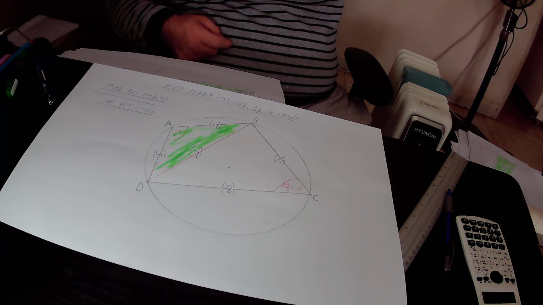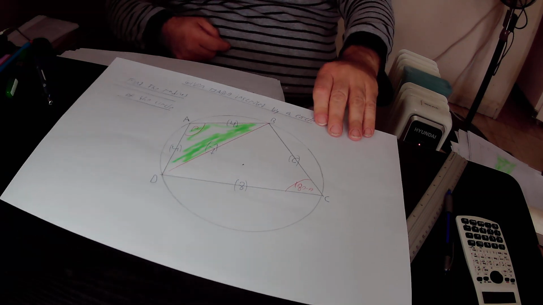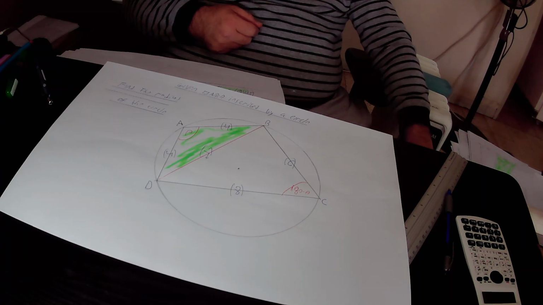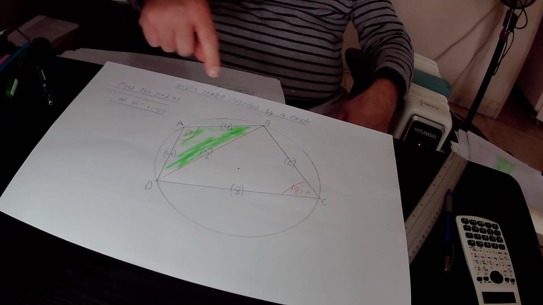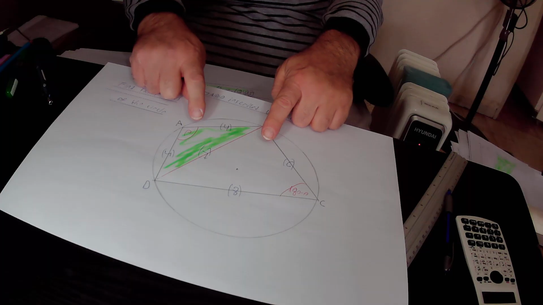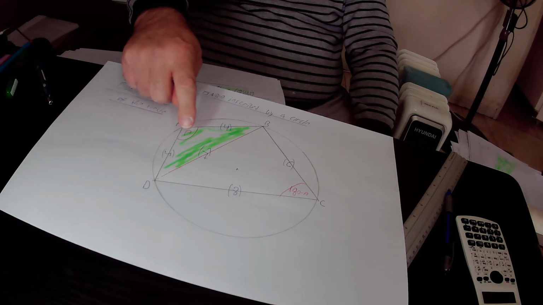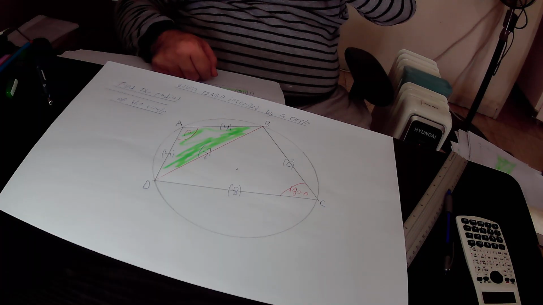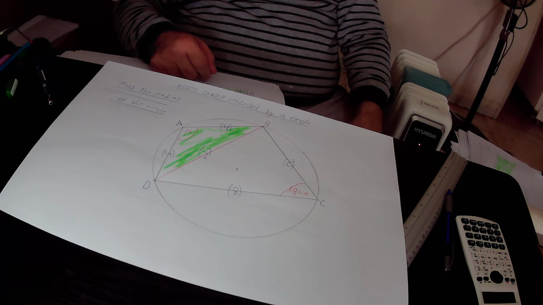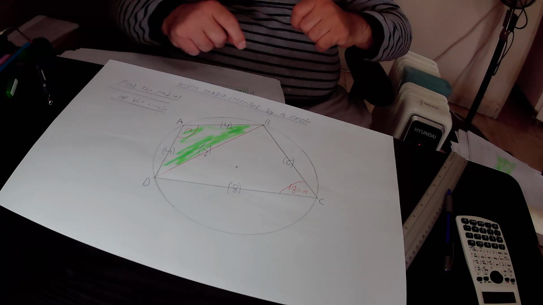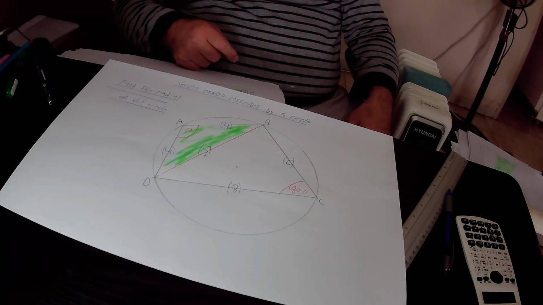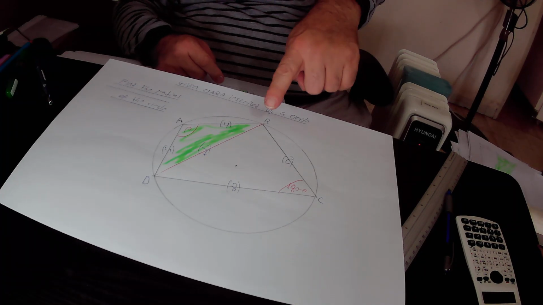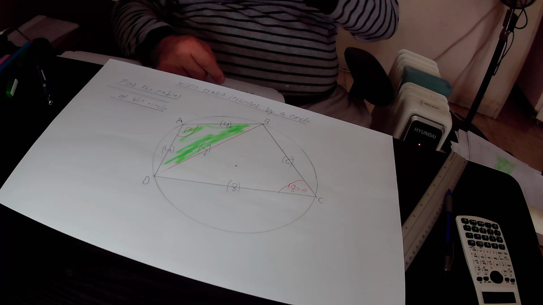In the next step, we join points B and D together by a straight line. By joining points B and D, we divided quadrilateral ABCD into two triangles. We have the small green triangle ABD and the big triangle BDC. So in the next step, we implement the law of cosines on both triangles. In the first step, we implement the law of cosines in this green triangle ABD. In the second step, we implement the law of cosines in this white triangle BDC.